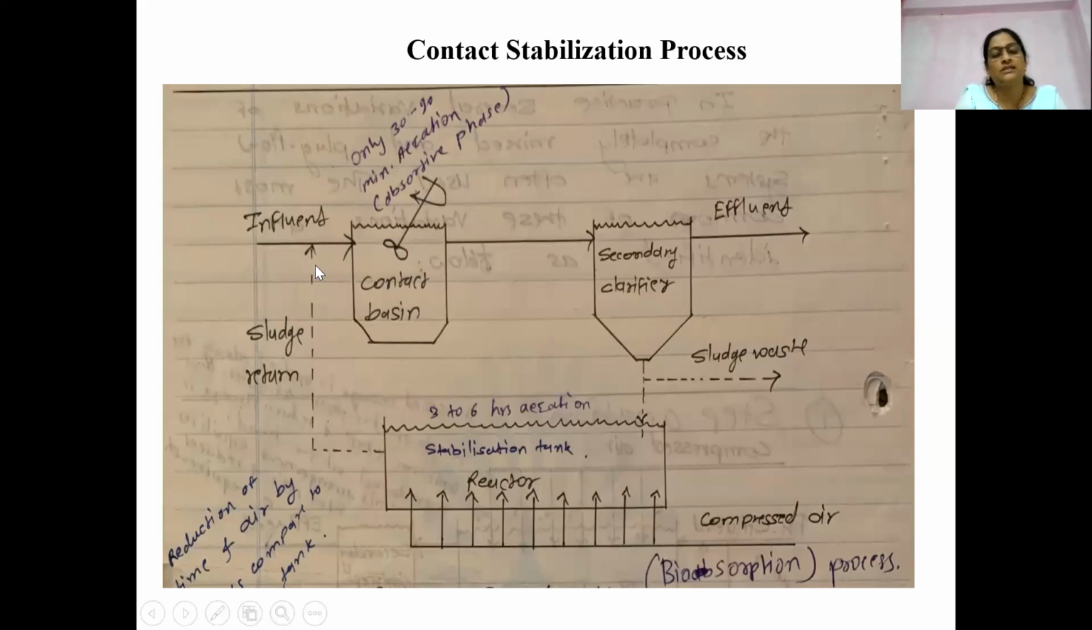Otherwise, in conventional, 16 hours, 24 hours is the complete aeration process timing. Or give 12 hours aeration, keep 12 hours stabilization, again give 12 hours aeration. That way it is required in a conventional aeration tank.